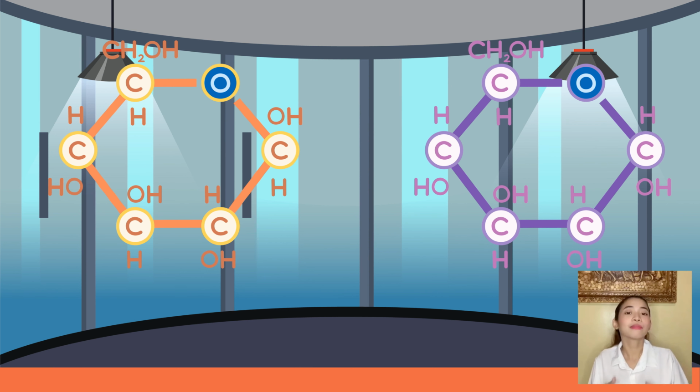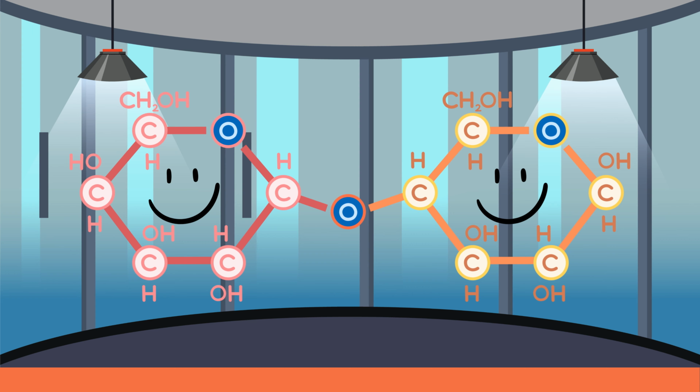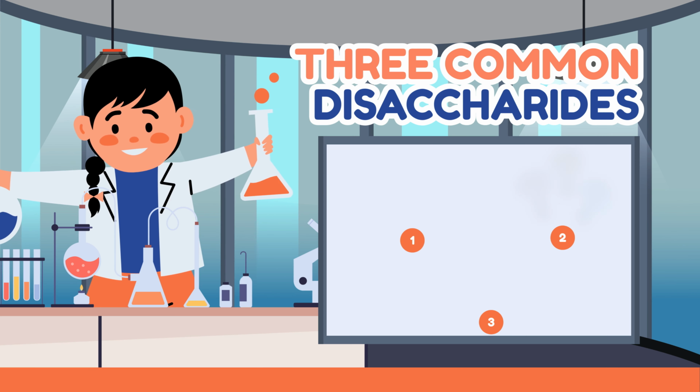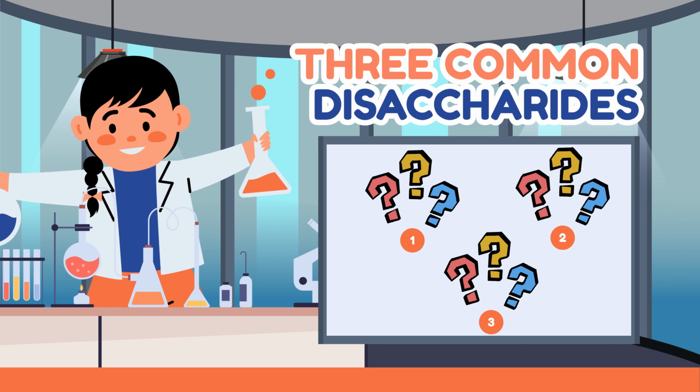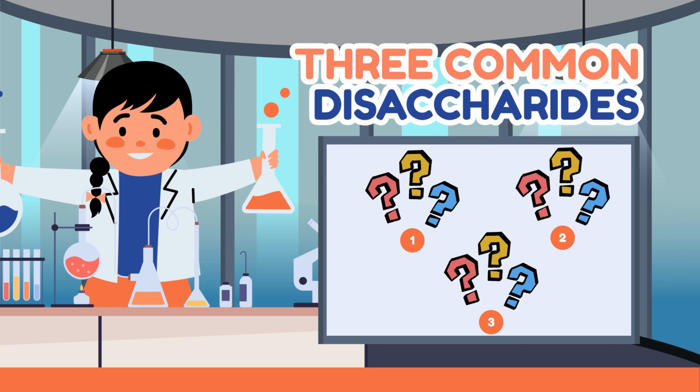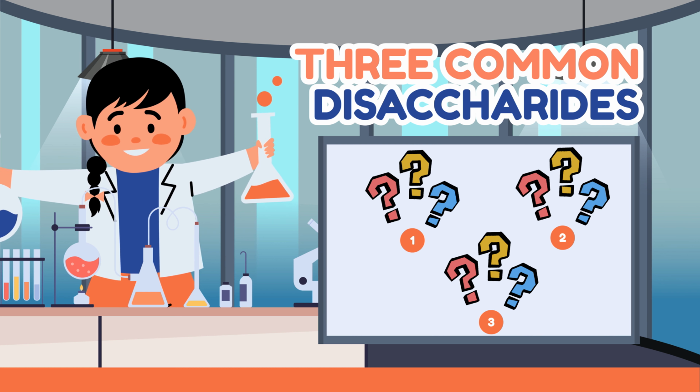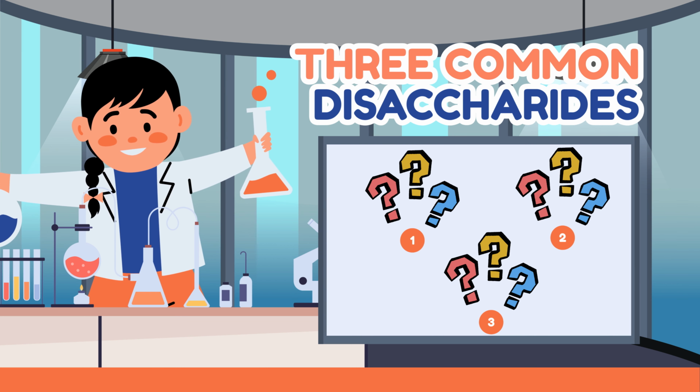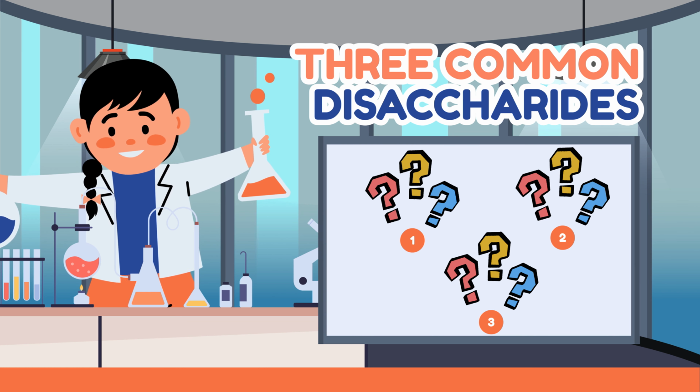Monosaccharides are the simplest carbohydrates and serve as the building blocks for more complex sugars. When two monosaccharides combine through a glycosidic bond, we get a disaccharide. Now, here's a quick question for you. Can you name 3 common disaccharides we encounter in food or the human body? Think about it.